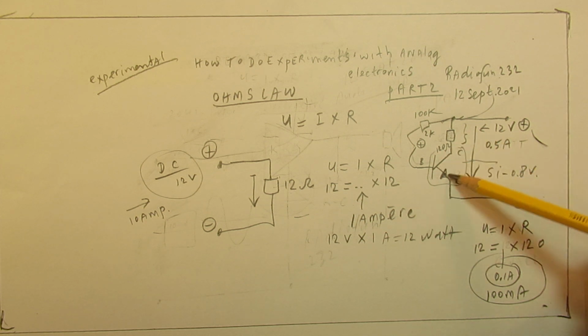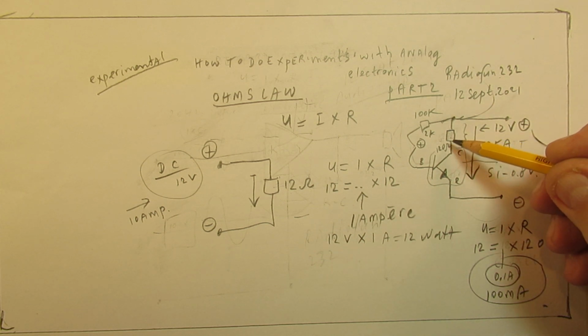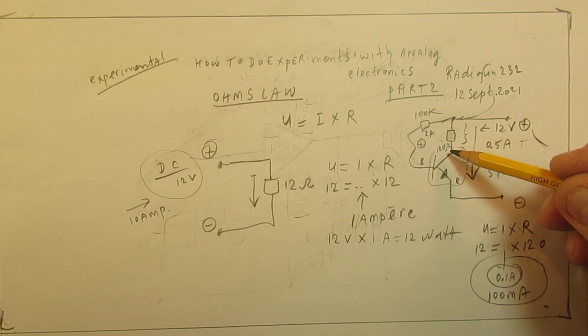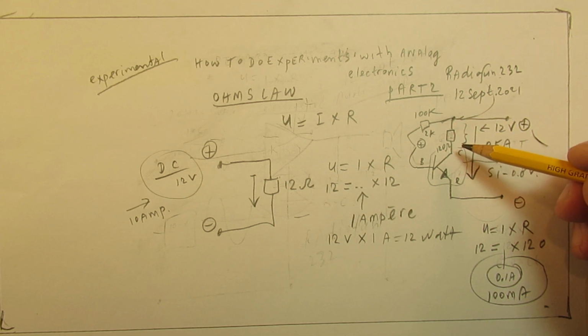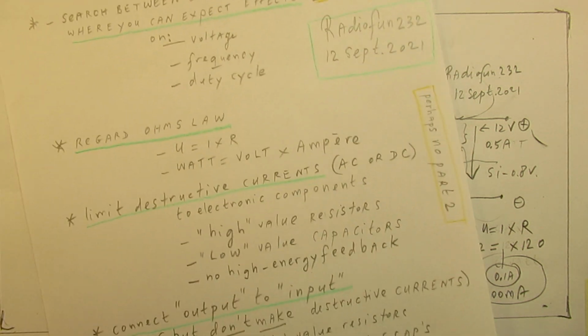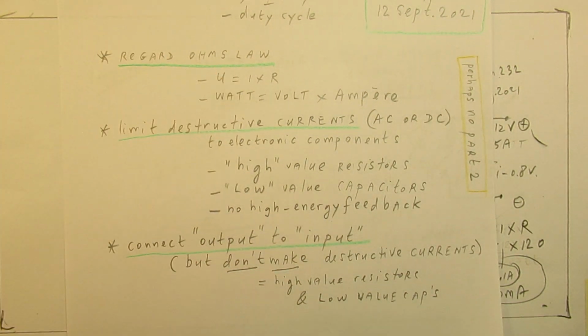For instance, you can use this circuit here in a relay application. Instead of that 120 ohm, you can use a relay. Often 12 volt relays are in the range of 220 ohms up to approximately 800 ohms. That means that the current through the relay is not very high. The relay cannot get very hot. That's important. It's just an idea about limiting destructive currents regarding Ohm's law, etcetera.